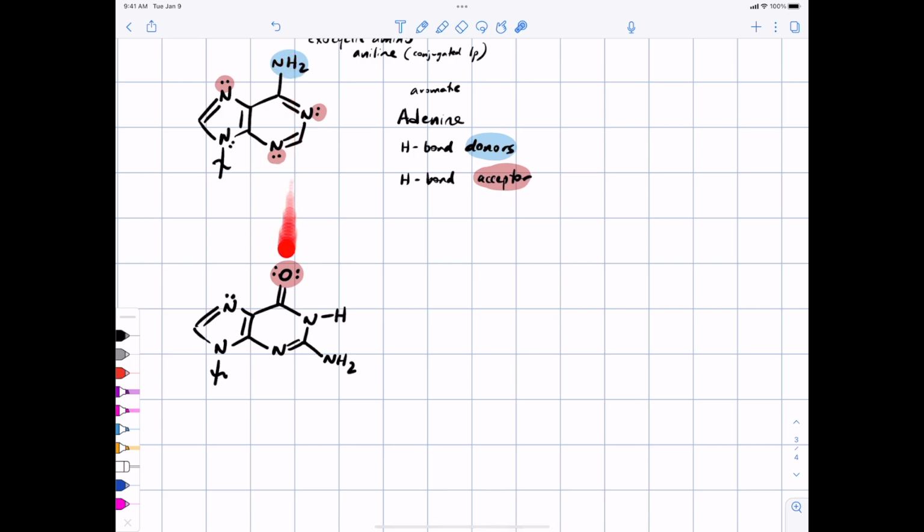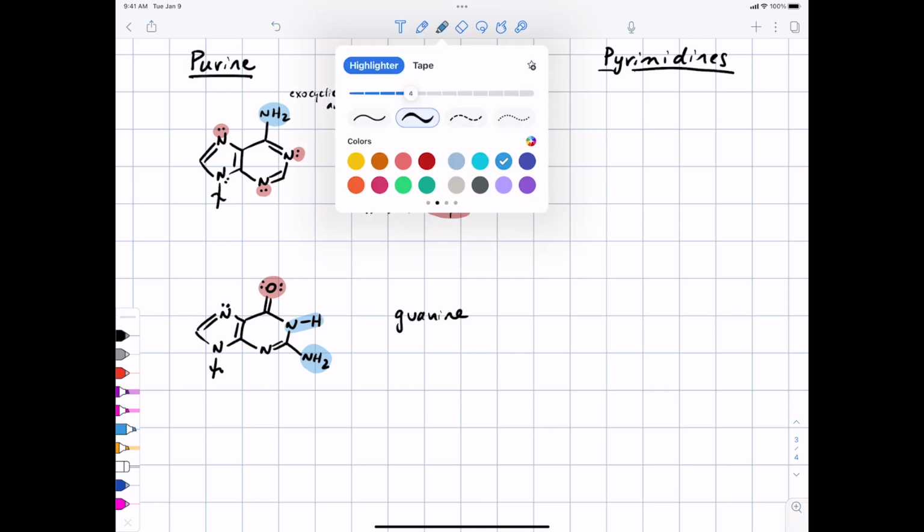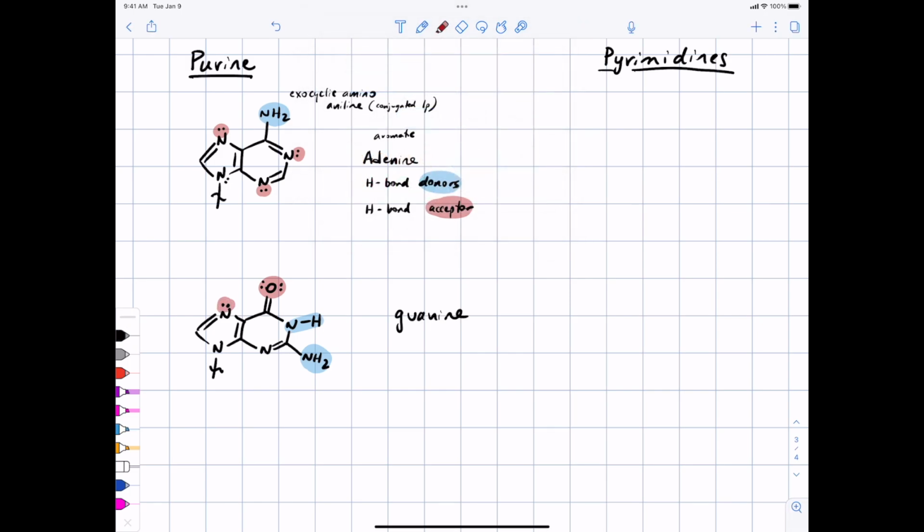Do you see exocyclic amine, carbonyl oxygen? That's a switch. In a place where you had this ring nitrogen that was a hydrogen bond acceptor, now you have a hydrogen bond donor. That's a switch. And then in a place where you didn't have anything for adenine, you now have an exocyclic amino group. You still have these two lone pairs on these two sp2 hybridized nitrogens that can be involved in hydrogen bonding.